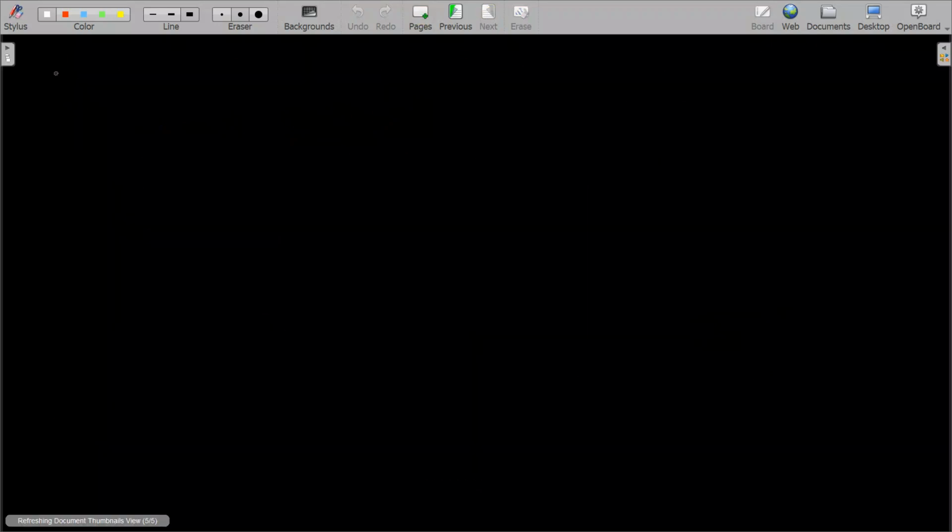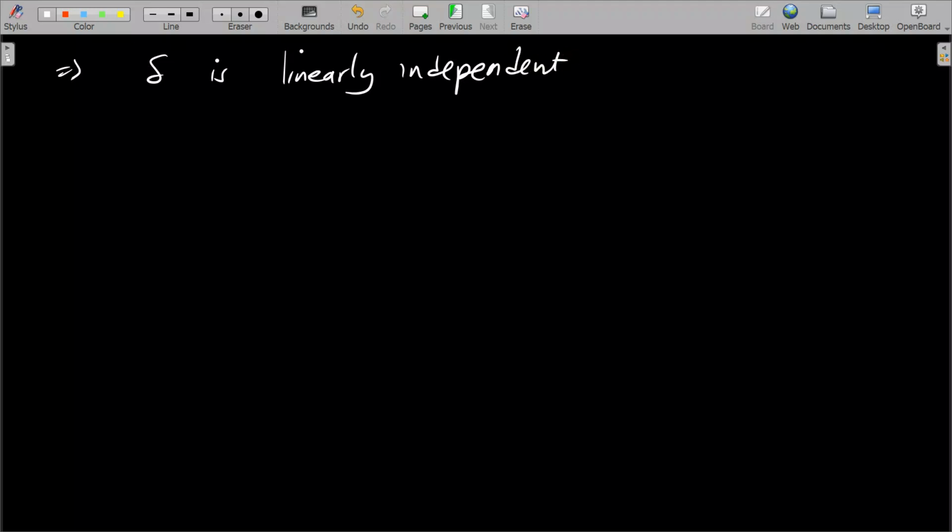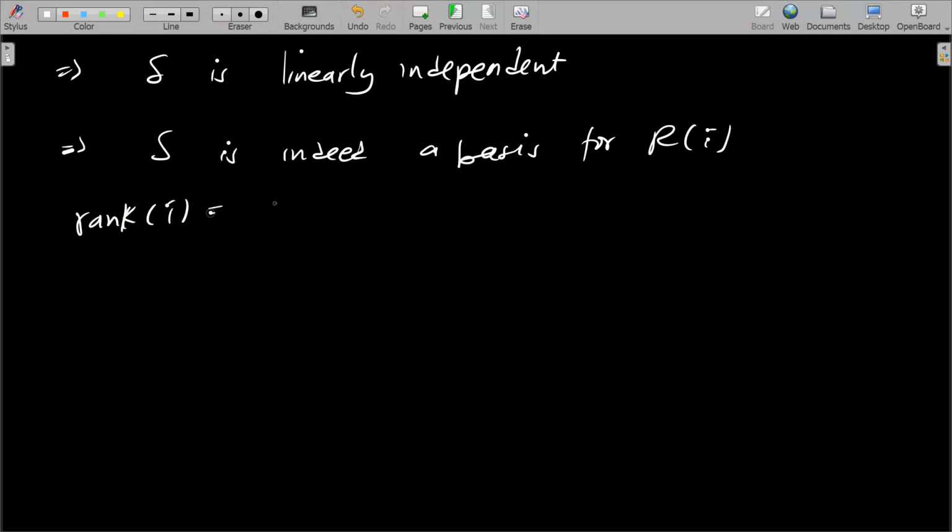It implies that S is linearly independent, because when we pick a linear combination of all the vectors in S giving us 0, the only possible way was when all the coefficients in the vectors are equal to 0. So it means that S is indeed a basis for R of T, and the rank of T, which is the dimension of R of T, gave us n minus k. That's what we got, right?